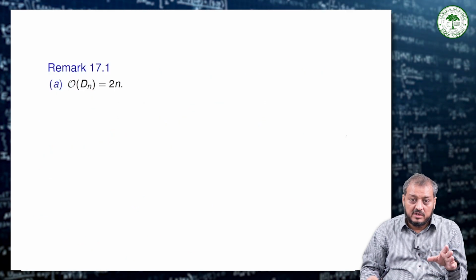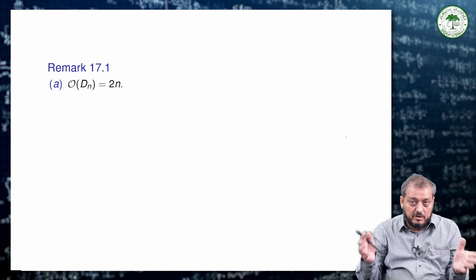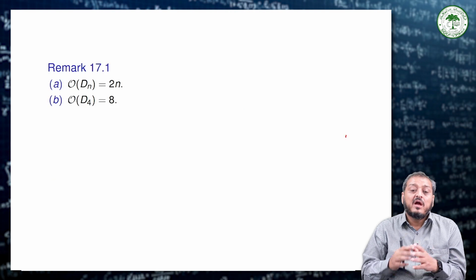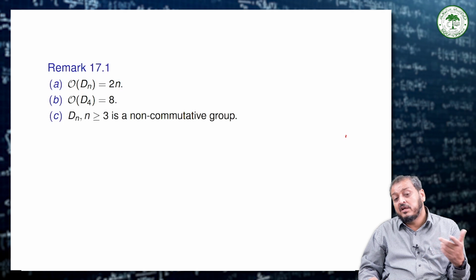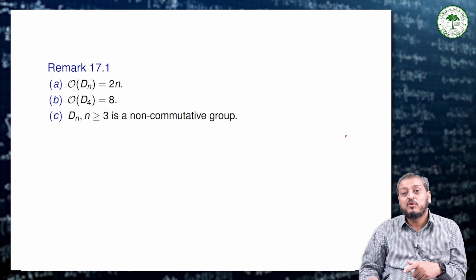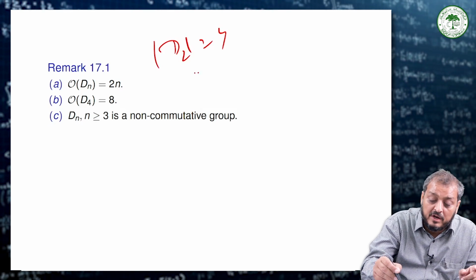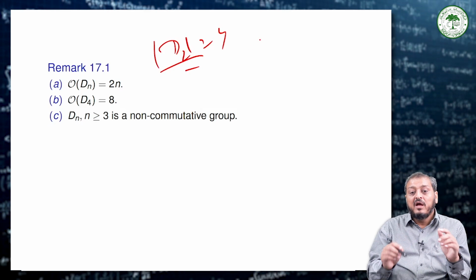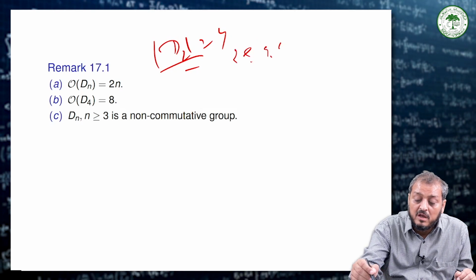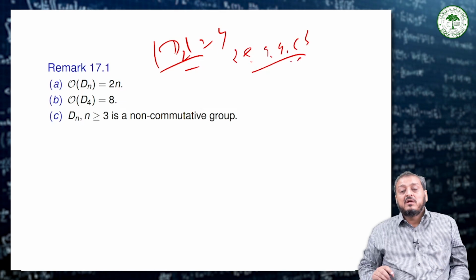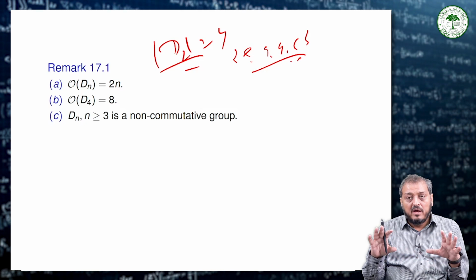So now we have a remark. The order of Dn, as we already explained, is equal to 2n, and the order of D4 is equal to 8. Dn for n greater than or equal to 3 is a non-abelian group. The order of D2 is equal to 4, and for D2 we take a rectangle, and this is an abelian group, the same as E, A, B, C. This is called the Klein-4 group, and this Klein-4 group is clearly an abelian group.